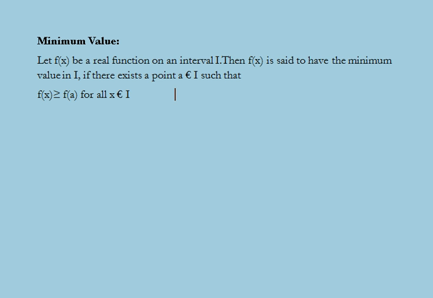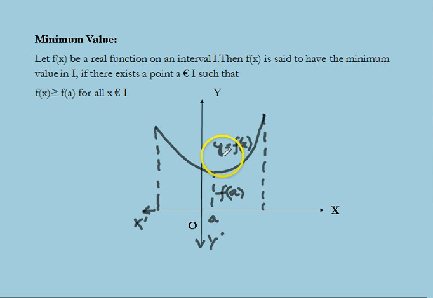Now we are going to consider a graph for this. Here we have a curve or a function defined as y equal to f(x) in the interval I. The minimum value of this function f(x) is at point a and is equal to f(a). Therefore the number f(a) is known as the minimum value of the function y equal to f(x) in the interval I, and the point a is known as the point of minimum value of f in interval I.